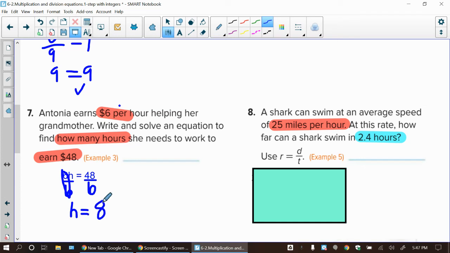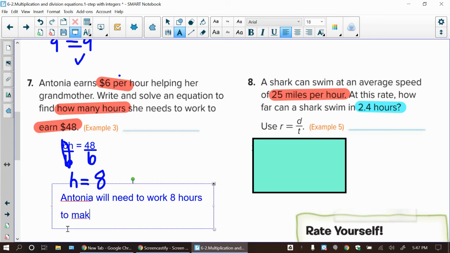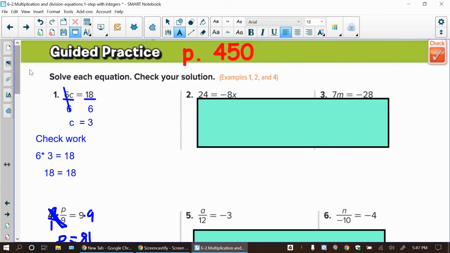So what's our answer? What does that H represent? Okay. Toniana will need to work 8 hours to make her $48. Okay. All right. I want you to try the other 5 problems and then check them. So pause the video, then come back and check your answers. This is a great way to see if you really understand this.